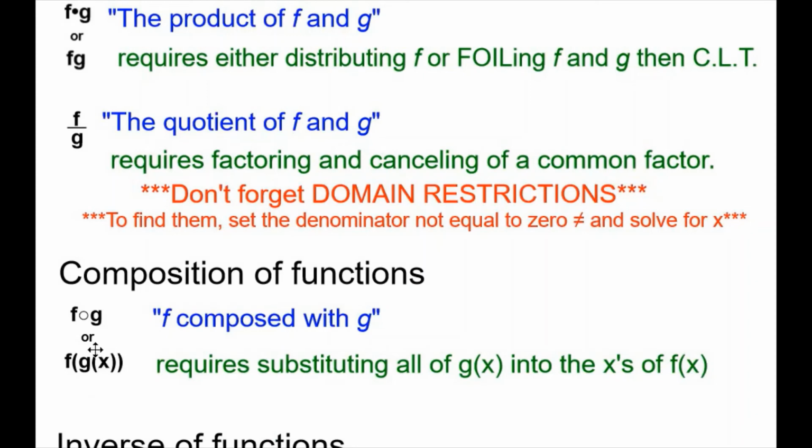meaning we're going to substitute g into f, just like we did in Algebra 1 when we were solving systems of equations, and we had substitution, and we had graphing, and we had elimination. Well, this is the substitution method. I wish it was called the composition method, but Algebra 1 textbooks use substitution method.